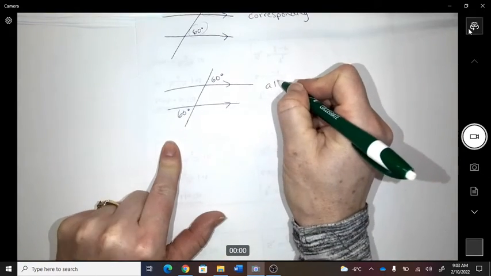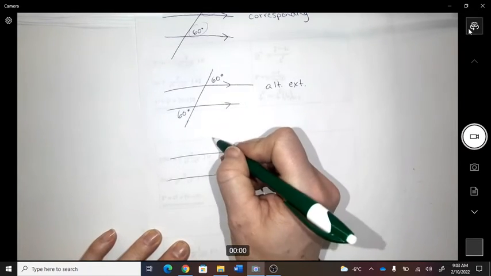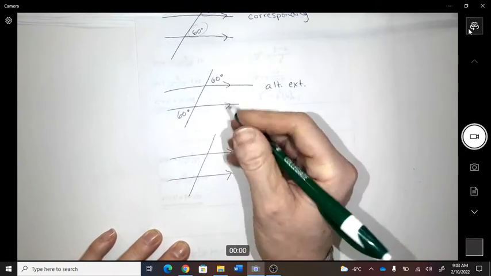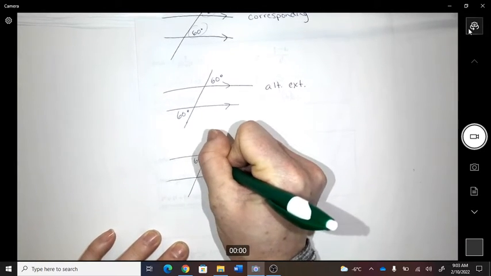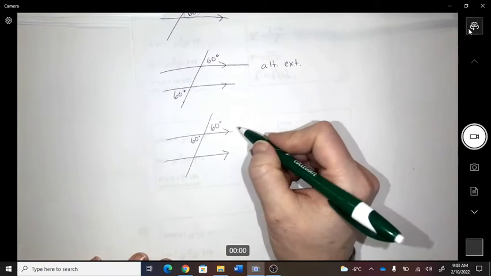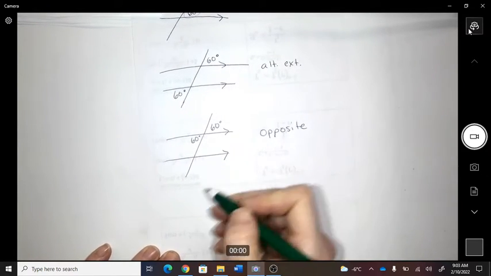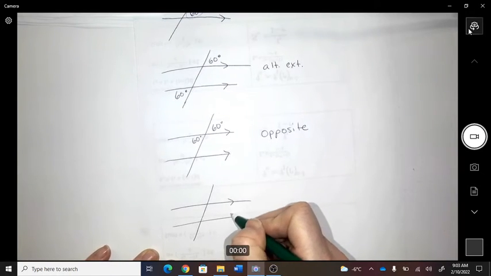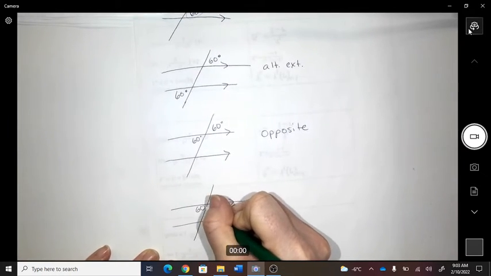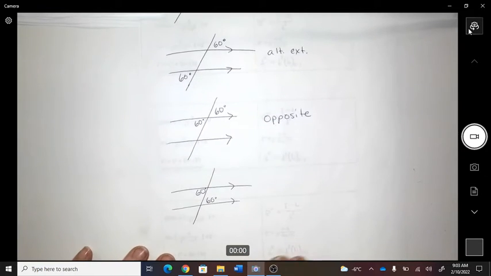What's the definition of that one? Why? Alternating exterior angles. If I gave you that 60, you also know this angle is 60. Why do you know that's 60? Not that one. Opposite. They're opposite. So if I know that's 60, then that's 60.